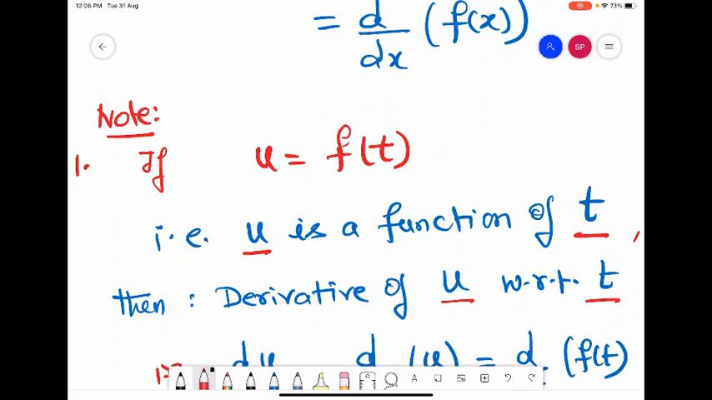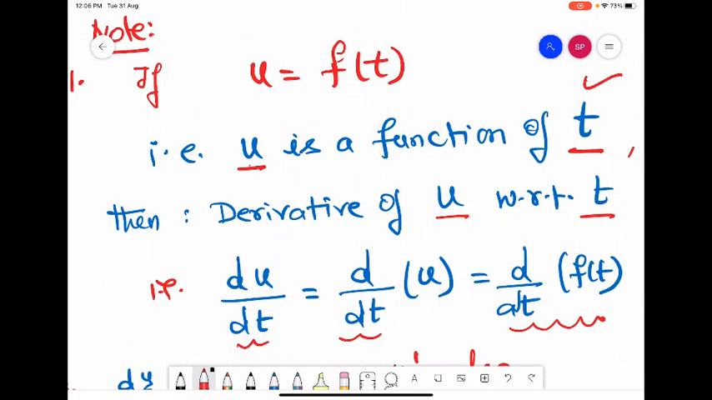So if it is u is equal to f of t, then u is a function of t. u is in terms of t, then the derivative of u with respect to t. We will differentiate the function u with respect to what variable? Not with respect to x, because the function u is a function of t. Therefore, we have to differentiate u with respect to t. Then we write it as du by dt.